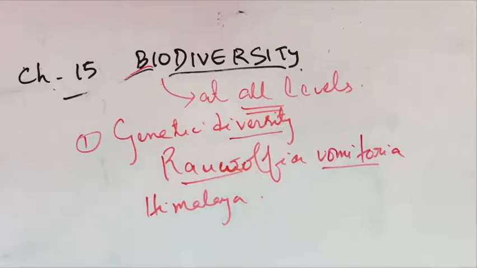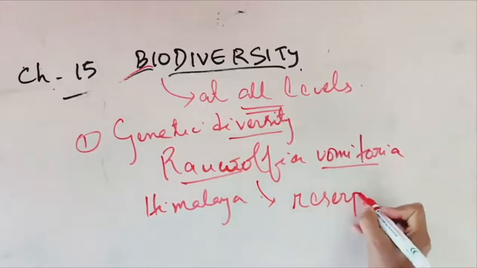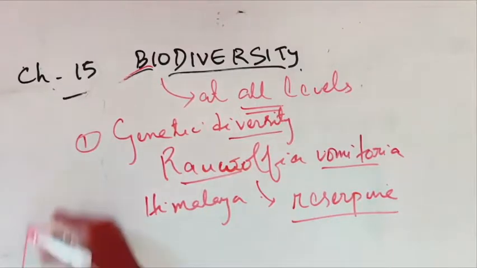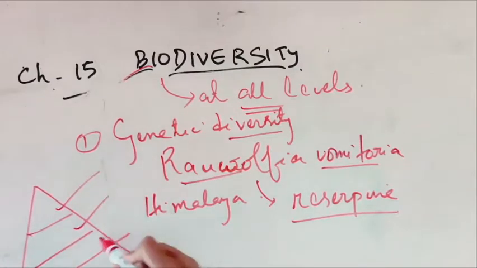So Rauwolfia vomitoria shows genetic diversity. What exactly does it show? That they have diverse genes and that these have different effects. They have one chemical, reserpine, and it varies across the Himalayan ranges.